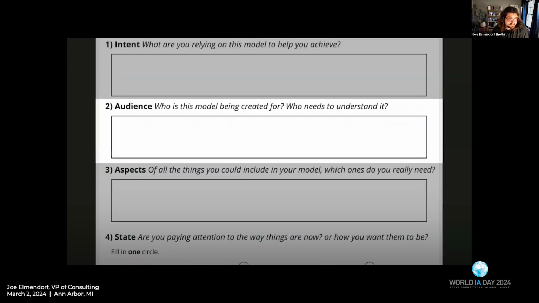Second question, who's our audience? Who's the model being created for? Who needs to understand it in the end? It can be just for us. Whenever I make a model, I always start by trying to clarify a concept. If I can't make it make sense for me, I have no ability to make it make sense for somebody else. So maybe it's for us. Maybe eventually it will turn into something we make for somebody else.